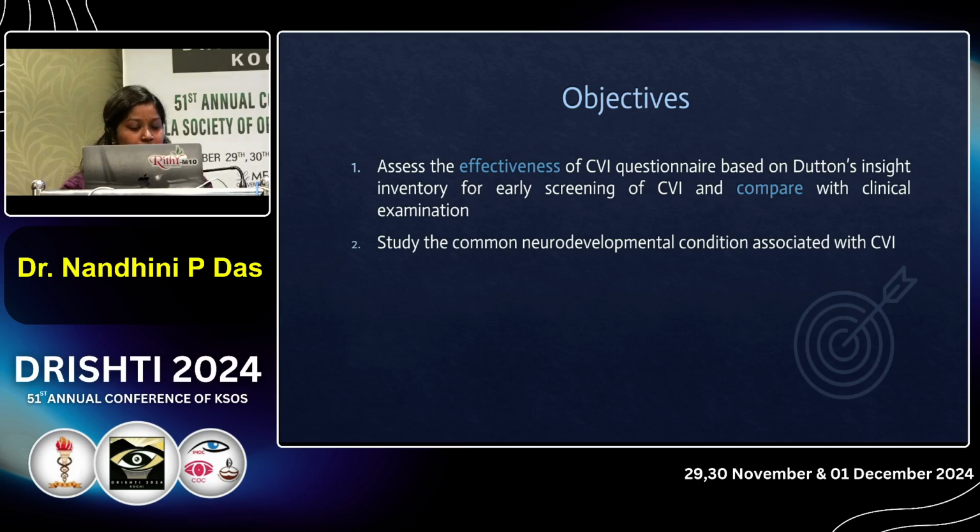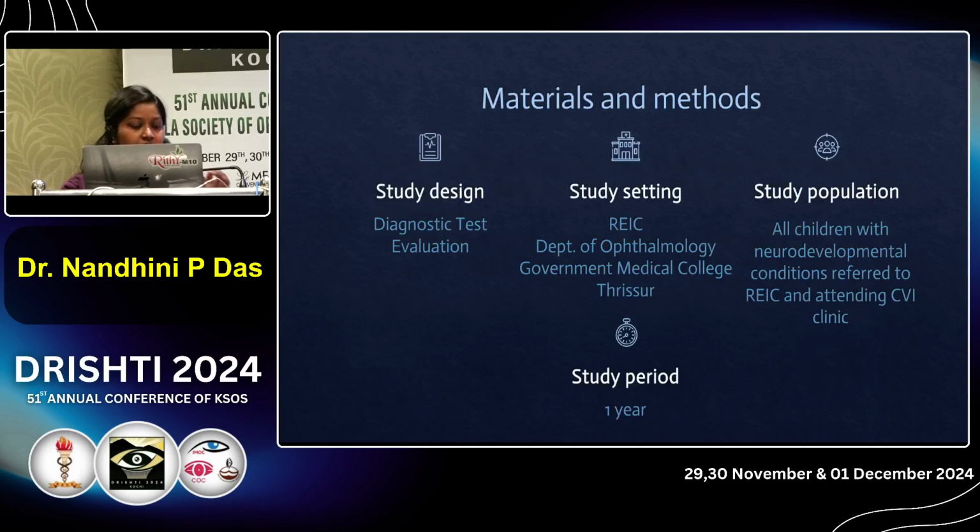The objective of my study is to assess the effectiveness of a CVI questionnaire based upon the Dutton Insight Inventory for early screening and compare it with clinical examination. Also to study the common neurodevelopmental conditions associated with CVI. The study design is a diagnostic test evaluation conducted at REIC, Department of Ophthalmology, Government Medical College, Thrissur. The population included all children with neurodevelopmental conditions referred to the REIC and attending the CVI clinic for a period of 1 year.